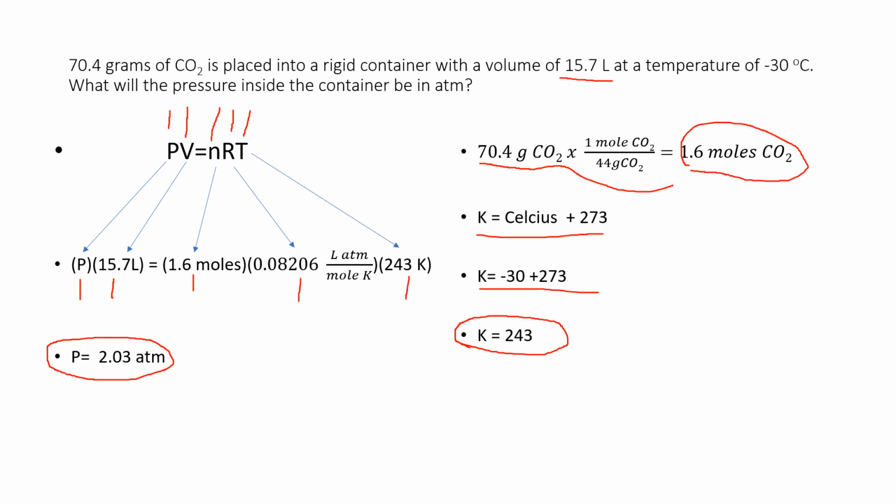And all ideal gas problems are going to work the same way. You're going to have access to 4 of the 5 pieces. You're going to solve for that 5th piece. Key things, making sure you're using the correct units.